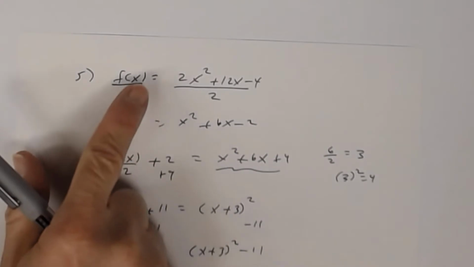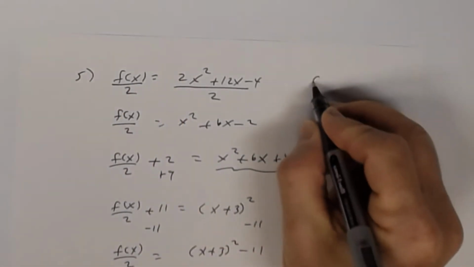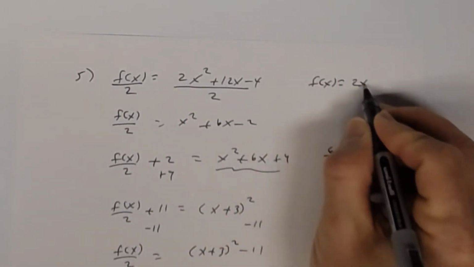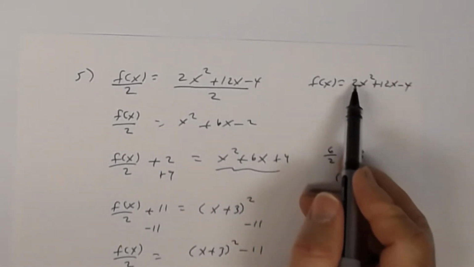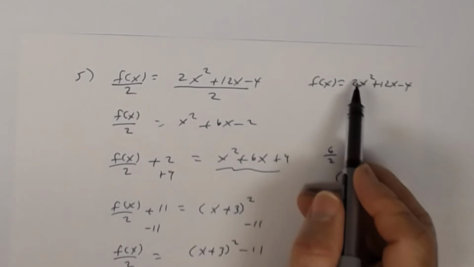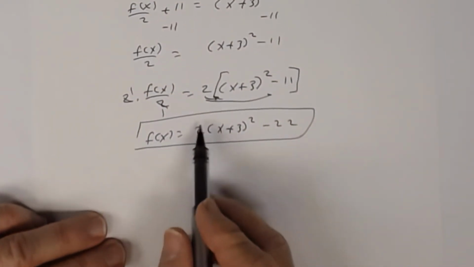That's going to be the same 2 that was in the original problem. So remember, the original problem was this. Let me go ahead and rewrite it here: 2x squared plus 12x minus 4. So if this is your a right here, then this right here better be your a as well.